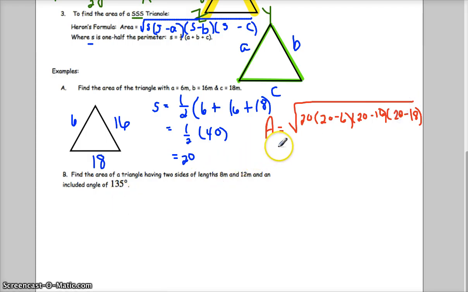All right, so let's find those values. That's the square root of 20 times 20 minus 6 is 14. 20 minus 16 is 4. 20 minus 18 is 2.